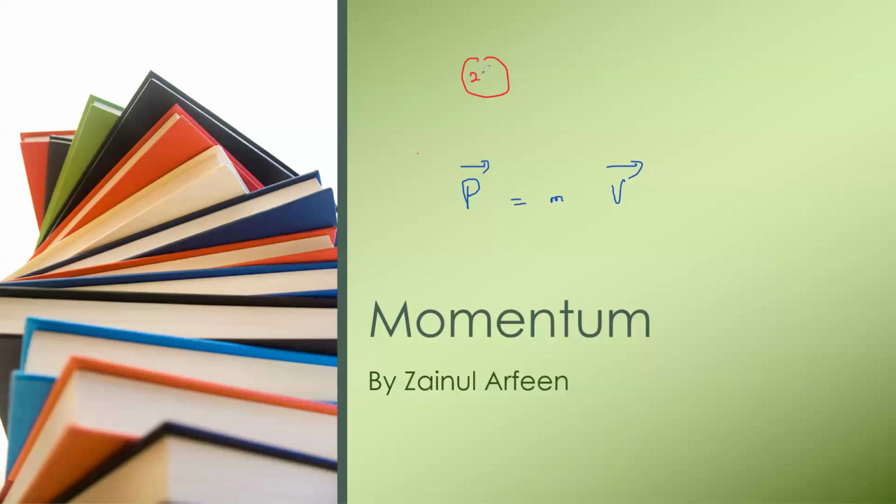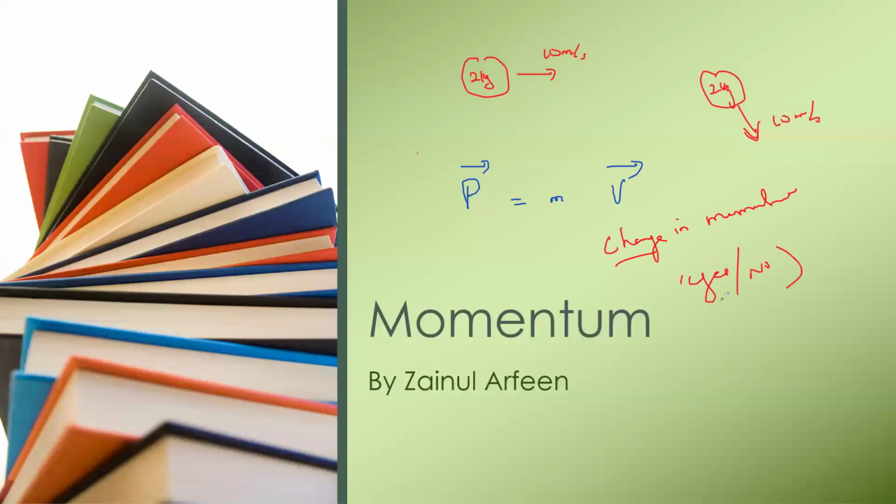If there is an object of mass 2 kilogram, moving at a velocity of 10 meter per second, and suddenly it changes direction, but the speed remains the same, is there a change in momentum? Is there a change in the momentum? Yes or no? Is the momentum changing here? So the correct answer is yes, there is a change in momentum.